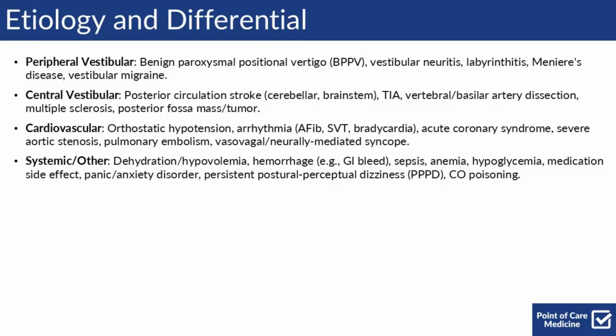Peripheral vestibular causes include BPPV, vestibular neuritis, labyrinthitis, Meniere's disease, and vestibular migraine. Central vestibular causes include a posterior circulation stroke, TIA, vertebral artery dissection, multiple sclerosis, or a posterior fossa tumor. Cardiovascular causes can be orthostatic hypotension, an arrhythmia, acute coronary syndrome, severe aortic stenosis, or a pulmonary embolism. And systemic or other causes include dehydration, hemorrhage, sepsis, anemia, hypoglycemia, medication side effects, or even carbon monoxide poisoning.